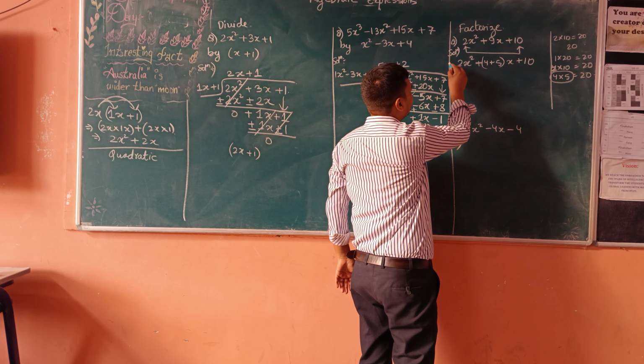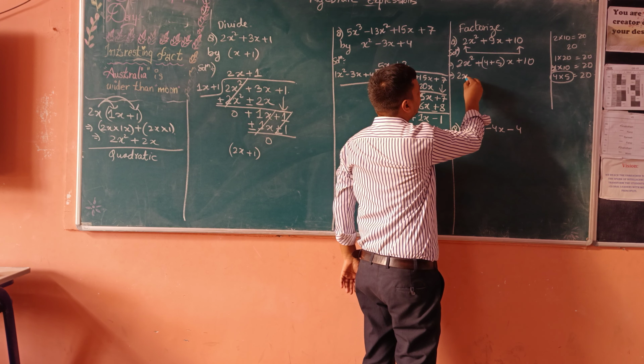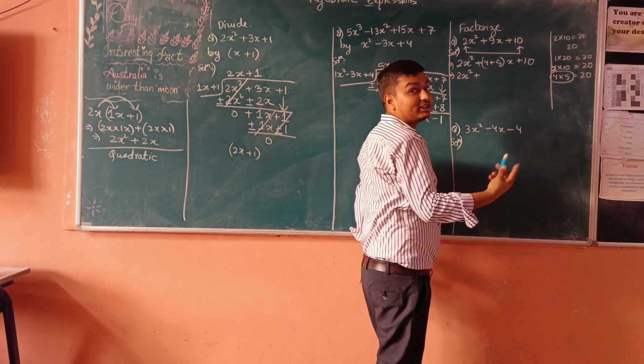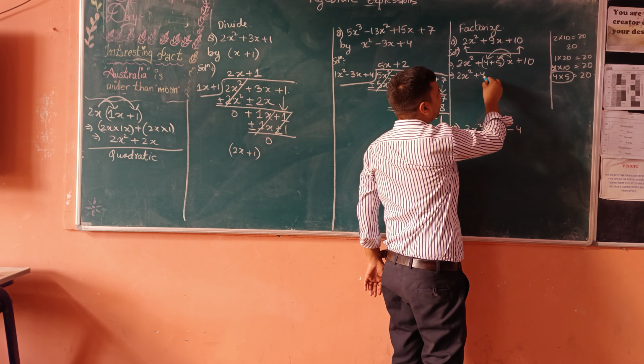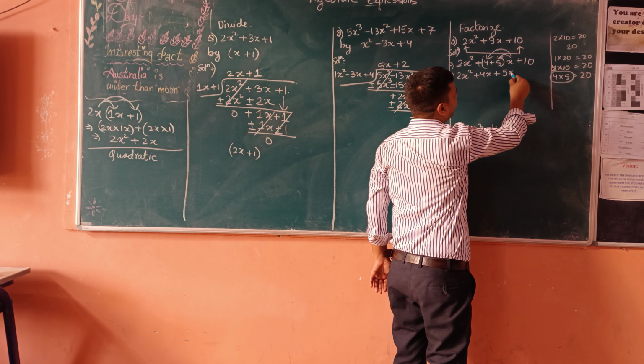Now see how I am solving. In the next equation I will get 2x square plus. Now how to solve this? By the distributive property. 1 into 1, now 4 into x, 4x, plus 5 into x, 5x, plus 10.